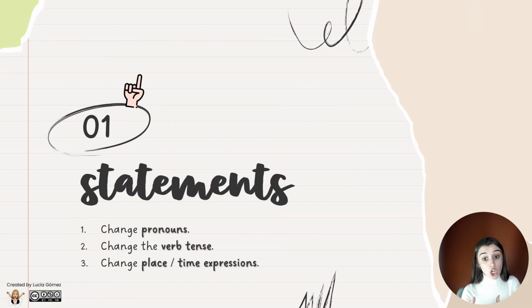So, first of all, statements. They are the most common and the easiest type of reported speech, let's say, or reported sentence. As we've been seeing since the very beginning of the presentation, there are three main changes. We're going to change pronouns, we're going to change the verb tense, always remember this kind of backshift, and we're going to change as well the place and the time expressions. So, let me illustrate it by means of different examples.